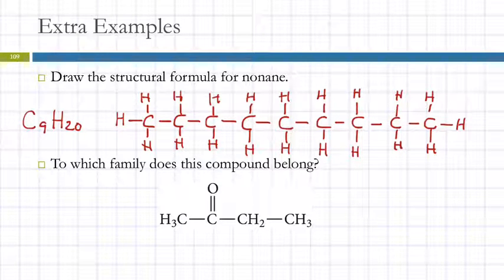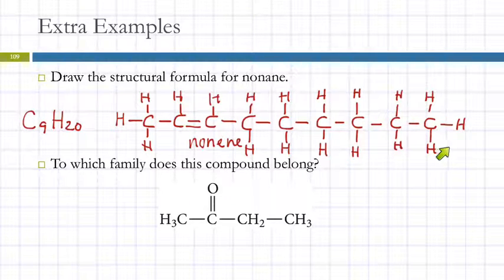What if I took out 2 of these carbons and put a double bond there? What kind of a thing would that be? Nonene. We take nonane and we change the ending from ane to ene. So you should also be able to recognize something like that.